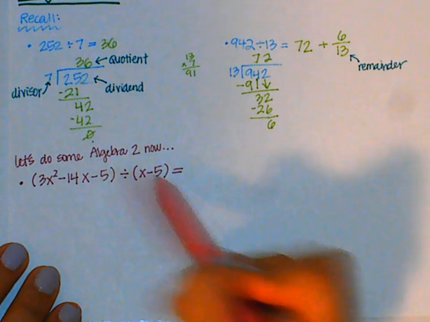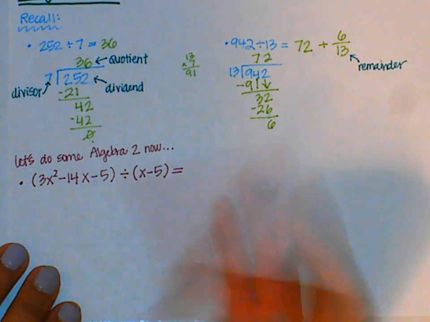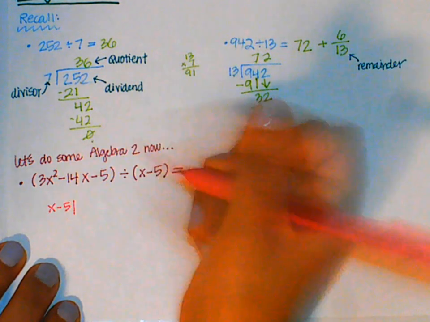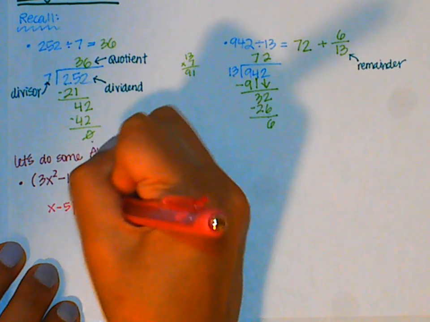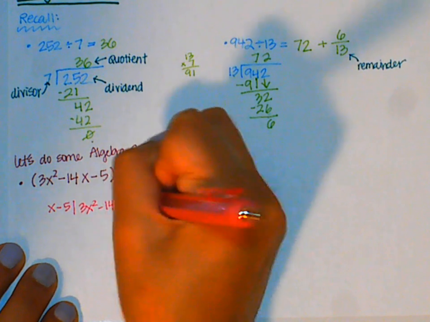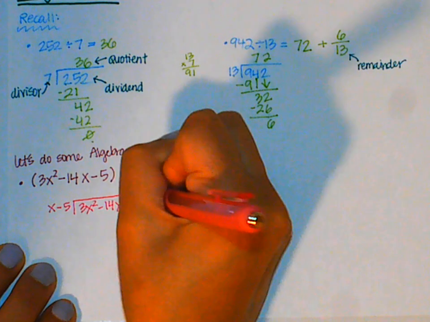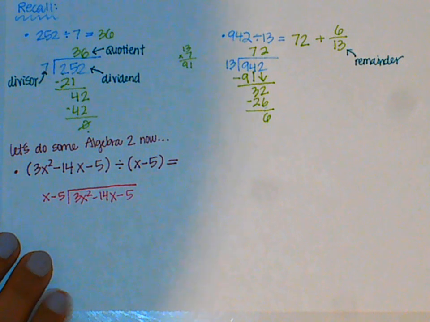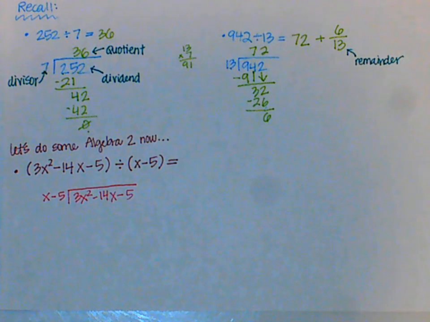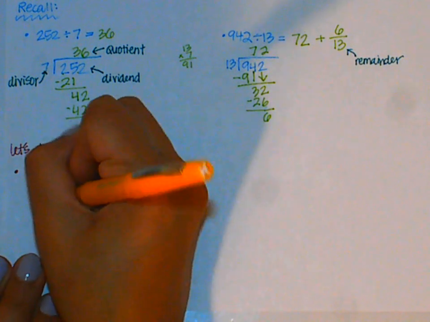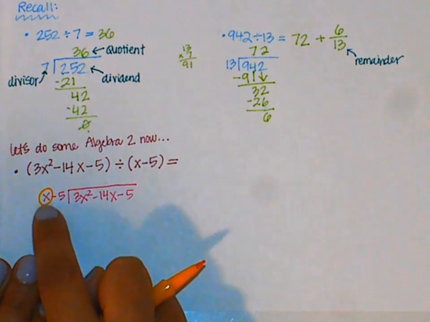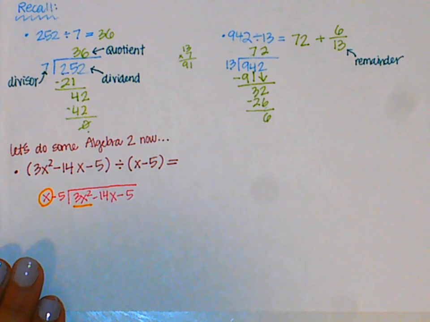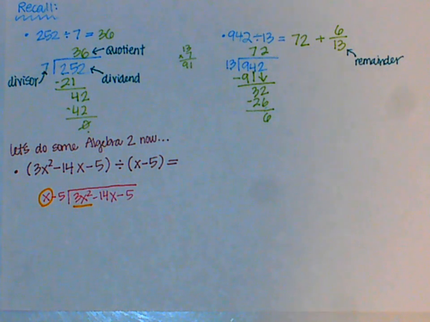We know how to set this up. We set it up for this, so let's set this up the same way. We have x minus 5, and then we have 3x squared minus 14x minus 5. When we are doing these, we are focusing on the term that has the variable, and we are asking ourselves, how many times does that go into the biggest term that we're dealing with, and in this case, that is 3x squared.